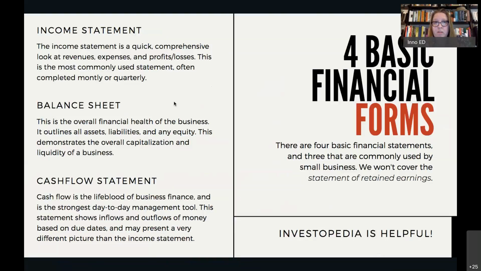It is the most commonly used statement. It's sometimes completed monthly or quarterly, also annually. So it can be in different periods of time that you are putting together your income statement. And it can be very different depending on the quarter. So it could be that you are a seasonal business and your income statement looks a lot better in the summer than it does in other months. That's why it's sometimes helpful to look at it at that annual space as well, so you can see it amortized across the year.